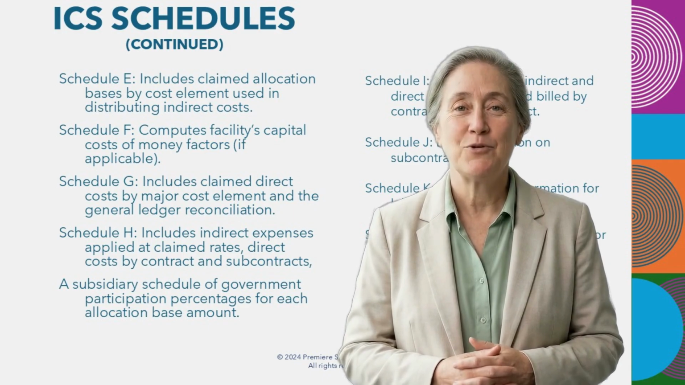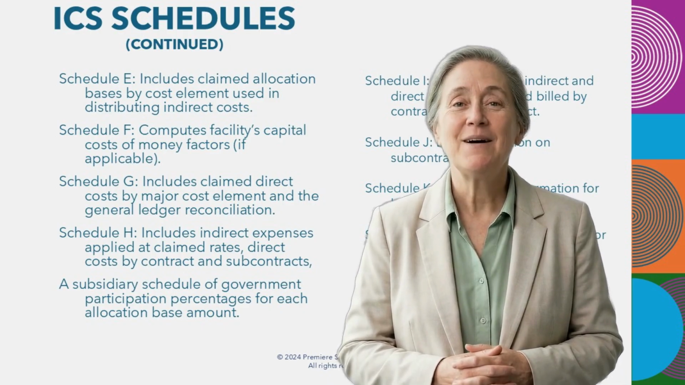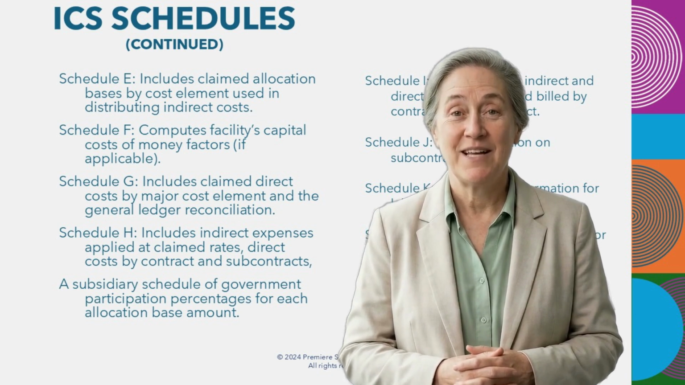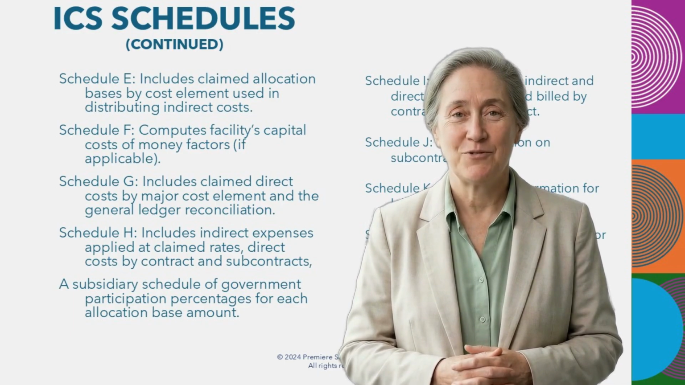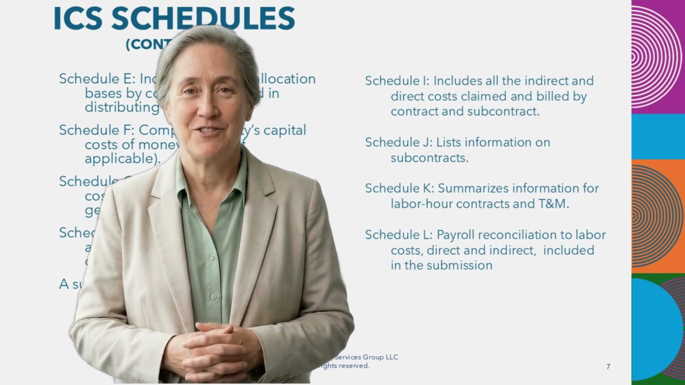Schedule H applies the rates you just calculated on Schedule E to direct contracts and subcontracts. Plus, there is a subsidiary H1 schedule that shows the government participation in each of your claimed rates. This schedule will be used by the government to determine the value of a full audit or just to perform a desk review. Schedule I totals all indirect and direct costs claimed and billed by contract by year. The government may use this to support any billings for their contracts.